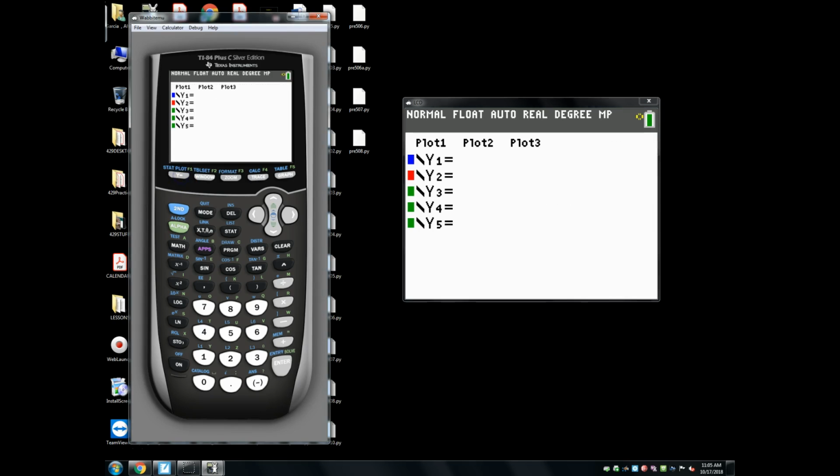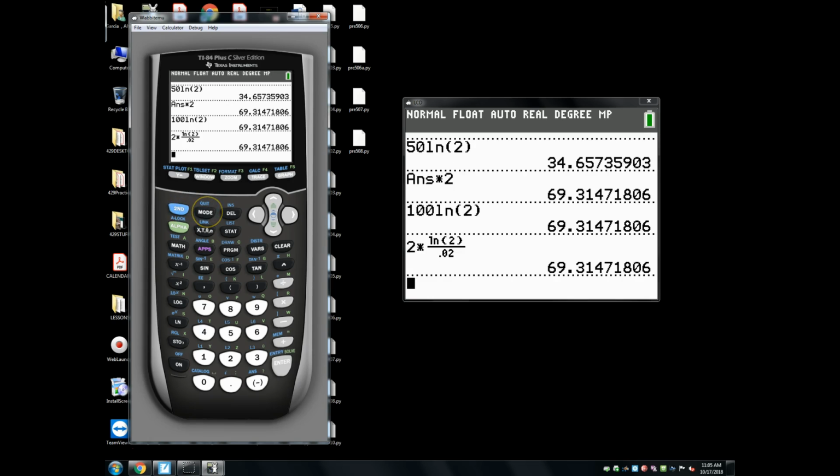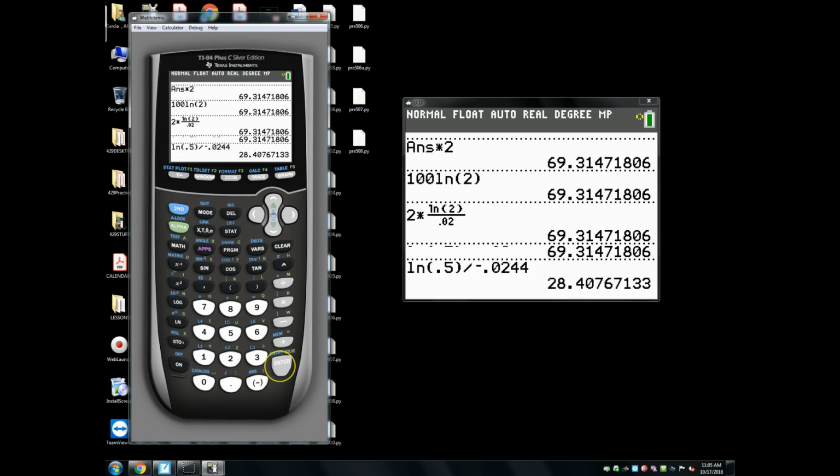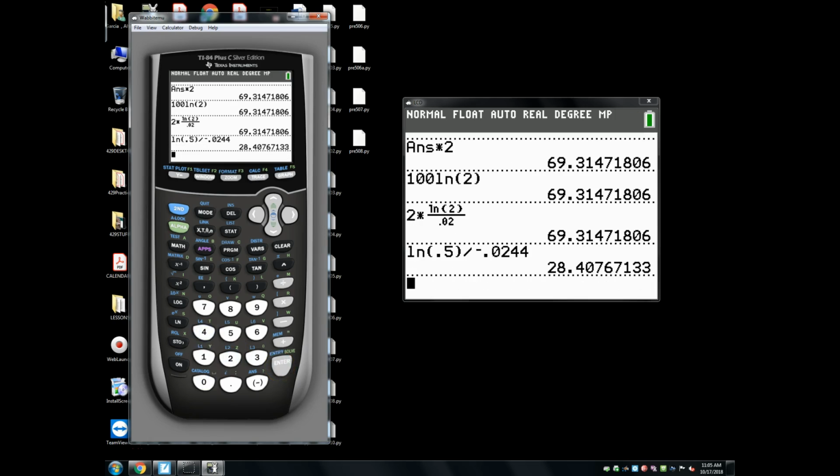So let's graph it. Well, let's do the calculation first. It was ln of a half, how about 0.5, divided by negative 0.0244. And notice we get a positive quantity, even though we're dividing by a negative number. Why? Because ln of a half is negative.